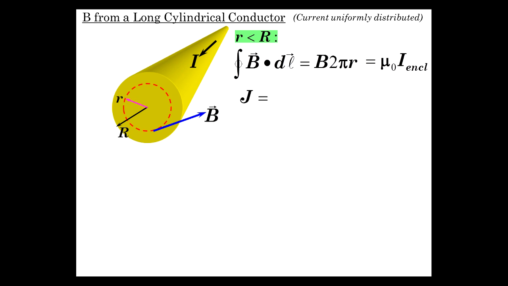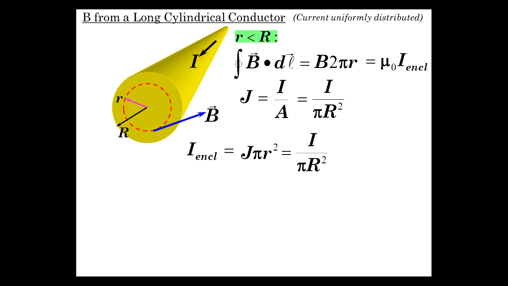Now current density is current per area, which is current over πR squared, big R squared of course. So I enclosed is that part of the area that's enclosed by the region of concern here. So it's current density times the area. So there's current density, I over πR squared times πr squared. Gives us I r squared over R squared, little r over big R.